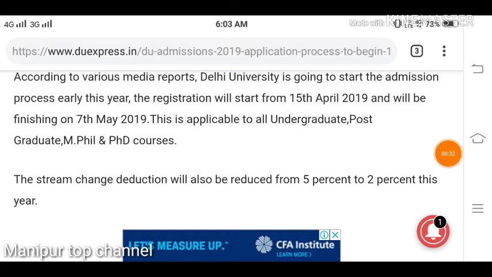Those who want to apply to Delhi University for the 2019-20 session, this will be applicable for undergraduate, postgraduate, and MPhil and PhD courses. It will start from 15 April up to 7 May.